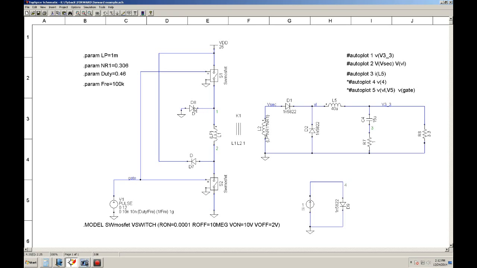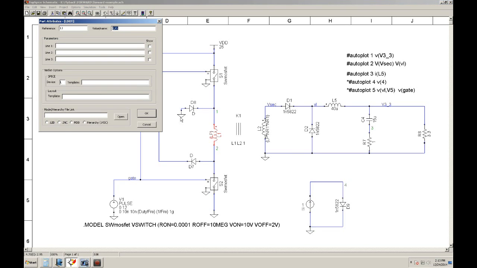Okay, now here are your primary diodes. I've explained what these do. They're used to clamp the voltage when it resets. Okay, and this is the primary inductor, and I defined it with curly brackets as LP, close curly brackets.